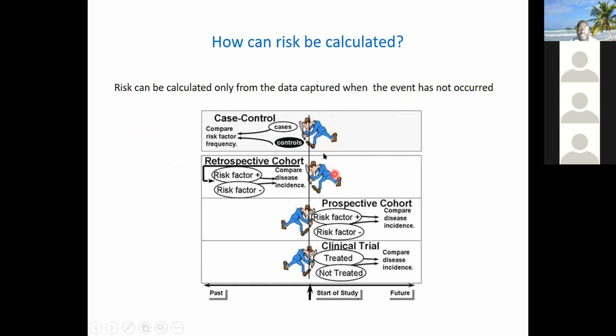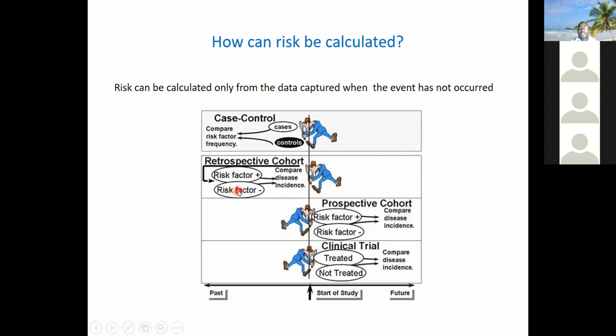Look at this. Case control: compare risk factor frequency in cases and controls. Retrospective cohort: risk factor, then compare disease incidence. In this prospective study, we look forward, comparing disease where the risk factor is present and where it is not there. Look at this one now: the disease incidence, the risk factor, then no risk factor.